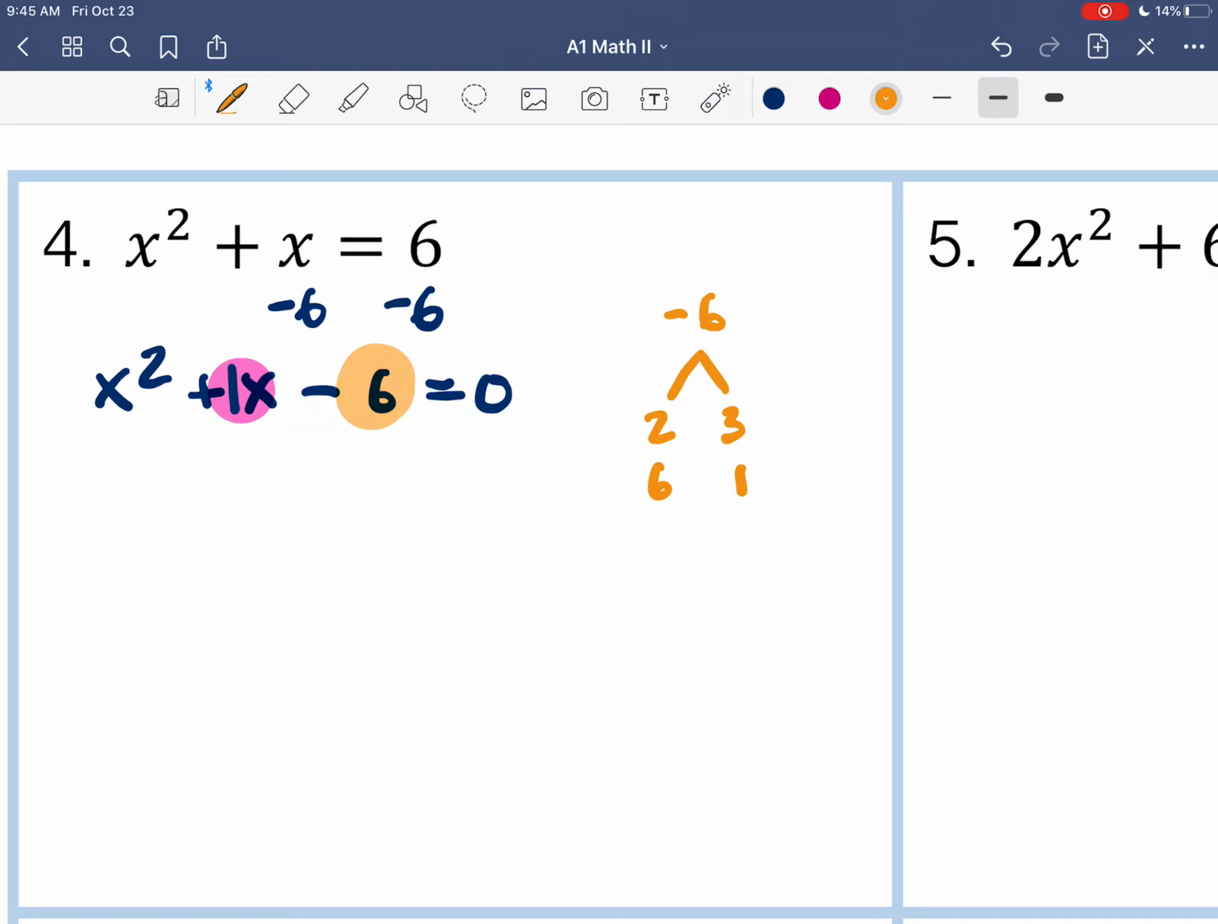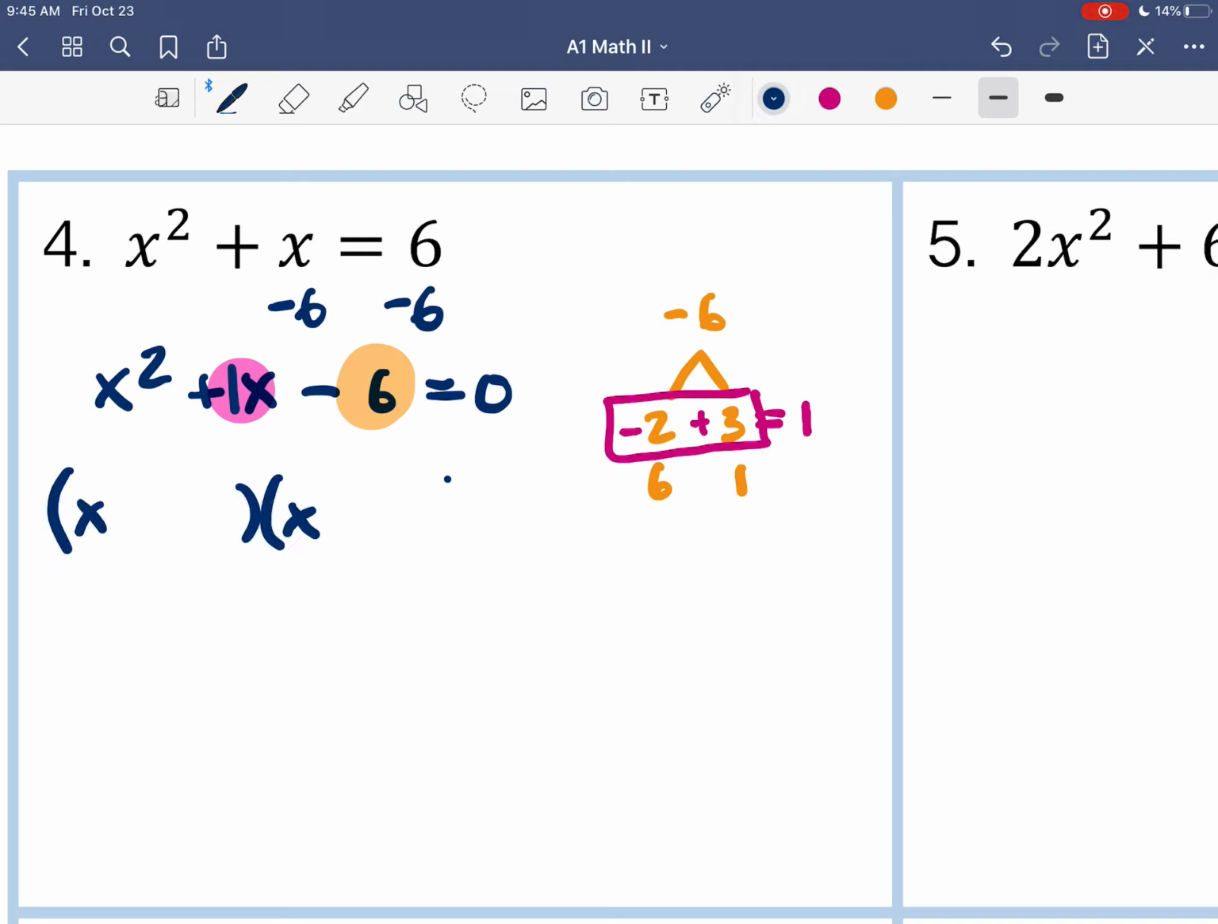But again, this 6 is negative. So I already can kind of see that I need to use 2 and 3 to make 1, but one of them has to be negative. So if I want these two things to add to be 1, I know I have to make the 2 negative, right? Because if I make the 3 negative, it's going to give us -1. Because -2 plus 3 makes +1. So that's the pair of numbers we're going to pick.